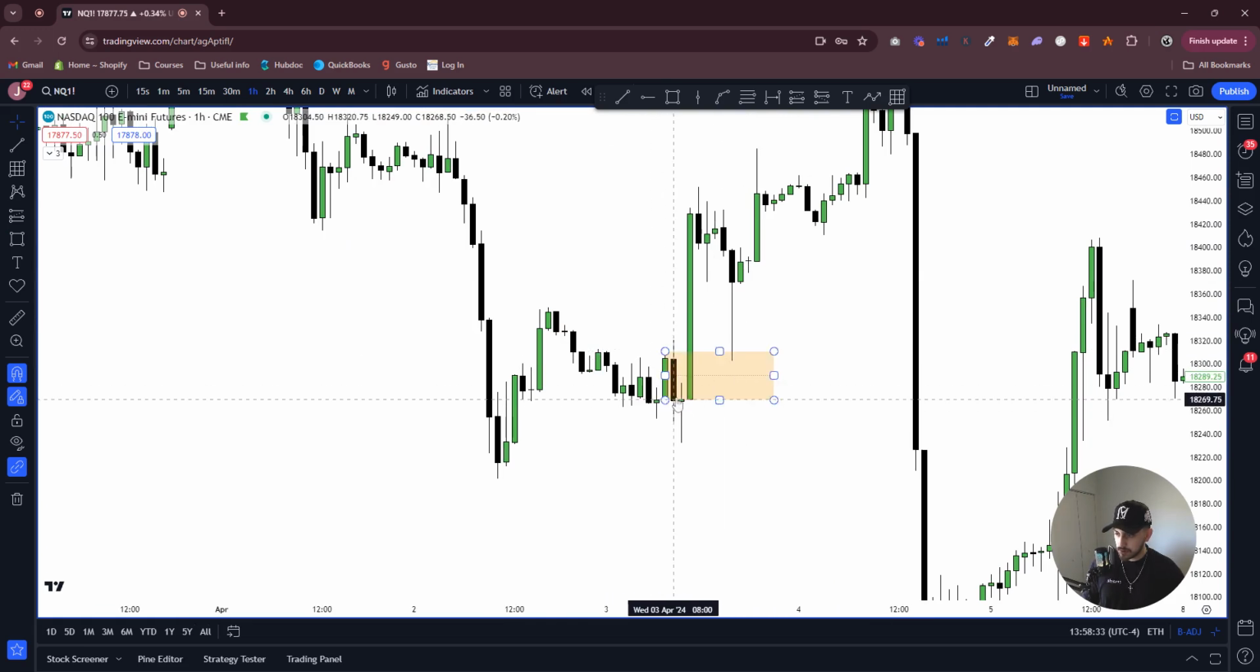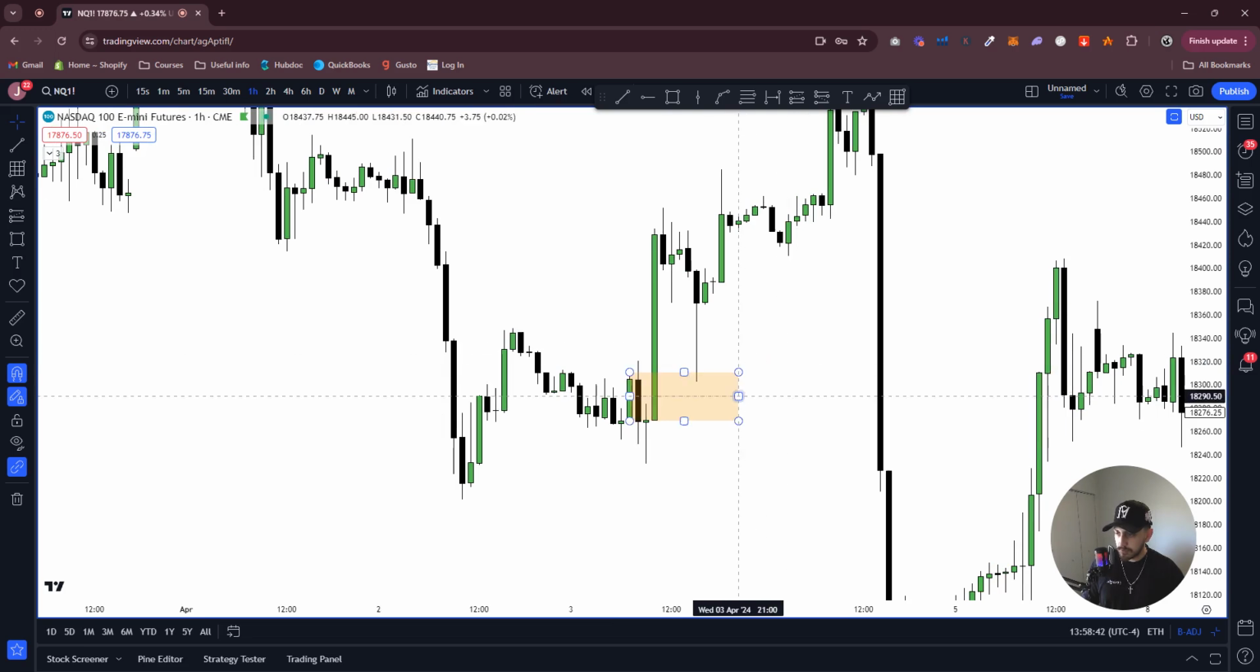We sweep this low, boom, push up and close the body above it. This is your CISD as well. This is your breaker. Tap into both of them, push up. Okay, very, very simple stuff.